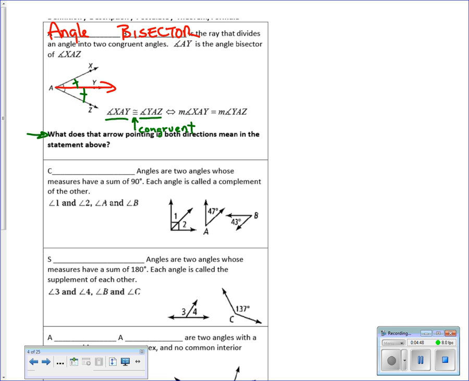So now we're at the arrow there, and what it means is the words "if and only if." So now let me start again from the left and just read this through. Angle XAY is congruent to the angle YAZ if and only if the measure of angle XAY is equal to the measure of angle YAZ.